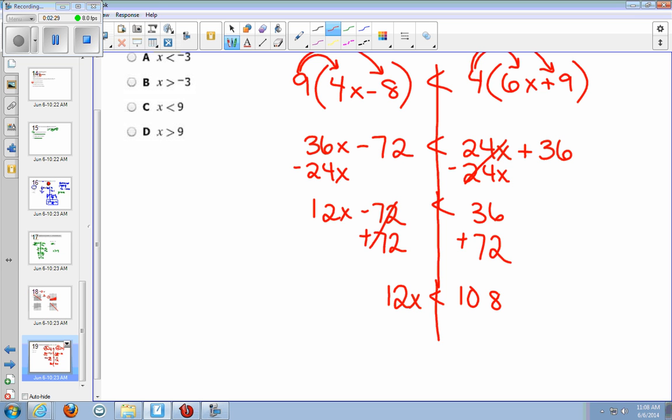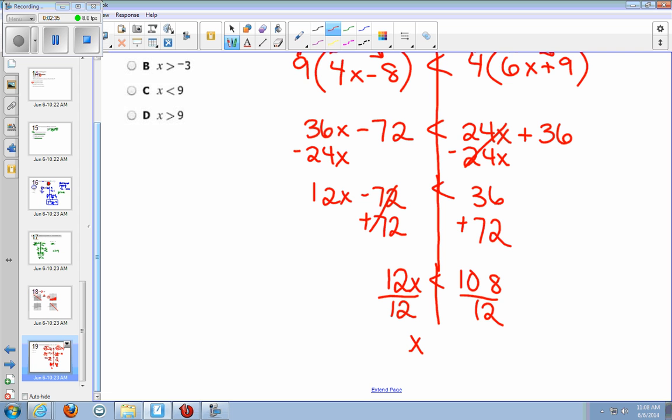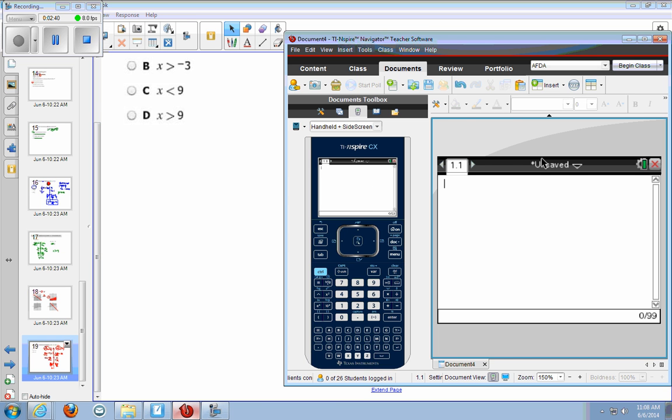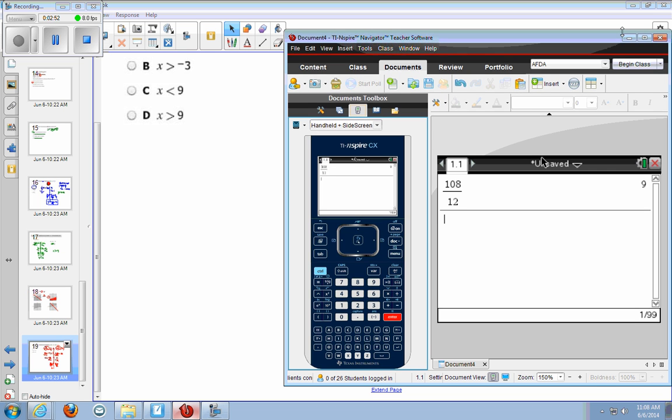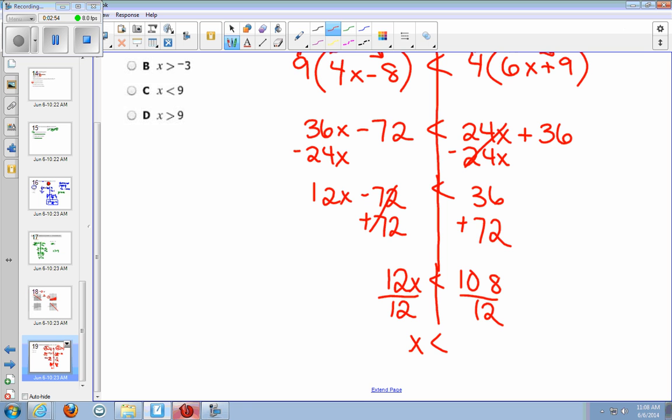Finally, my last step is to divide by 12 on both sides. And my result is x is less than, gosh, I don't know. Why don't we check it in our calculator? 108 divided by 12. And I get 9. So I'm left with x is less than 9. My answer choice is C.